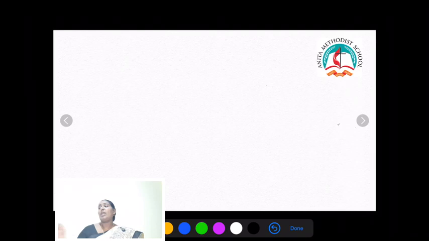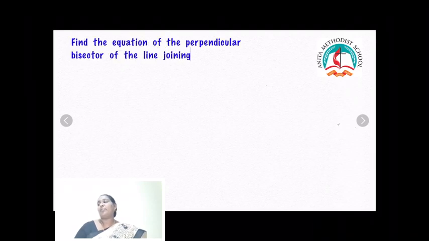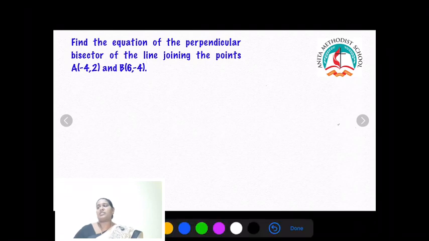Very good. Okay, children, we learnt all the formulas. Now we are going to apply them to a sum. Shall we see that? Find the equation of the perpendicular bisector of the line joining the points A is minus 4 comma 2 and B is 6 comma minus 4.